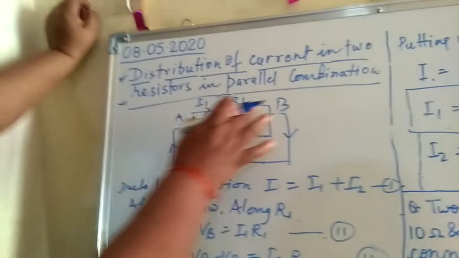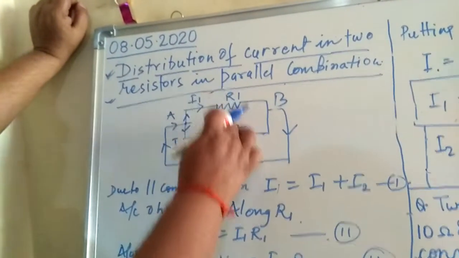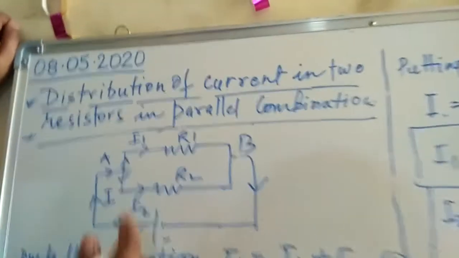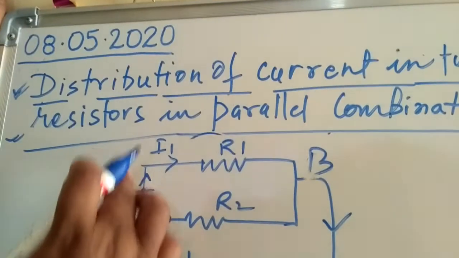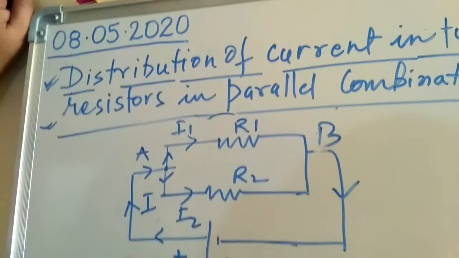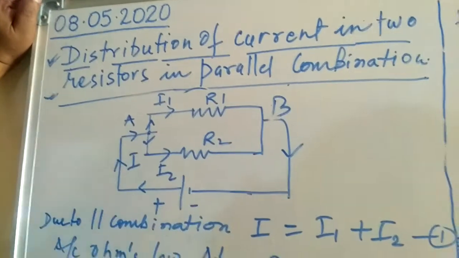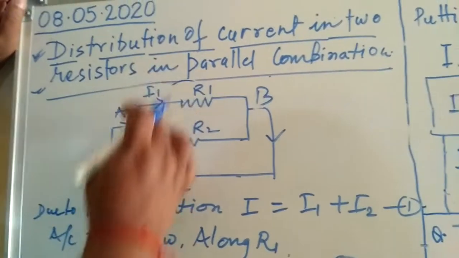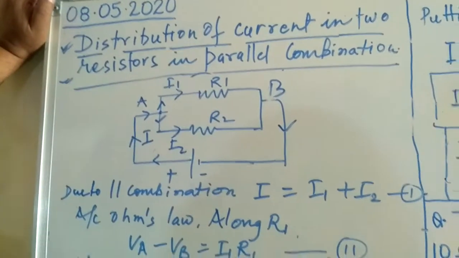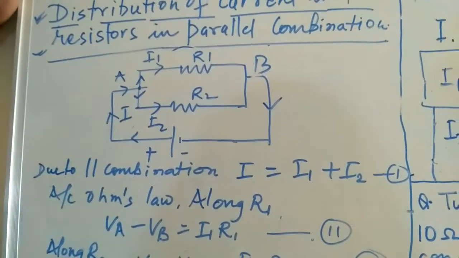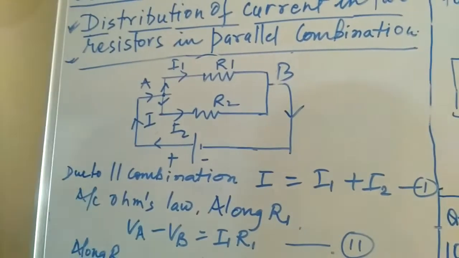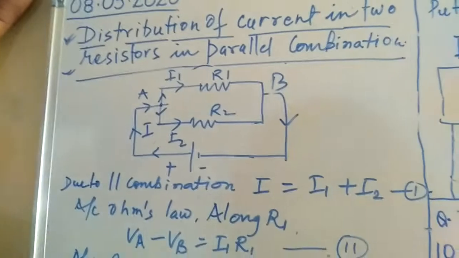You see here is a figure in which two resistors are connected in a parallel combination, and here is a current I. When it passes through the resistors, as it is a parallel combination, it distributes into I1 and I2. Here you see that there is a point A and B. So this is all the figure tells you.